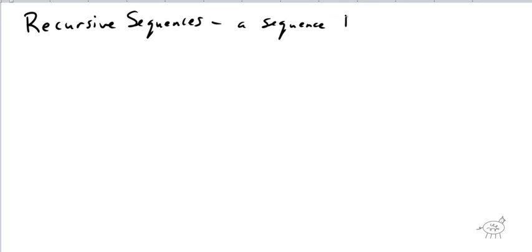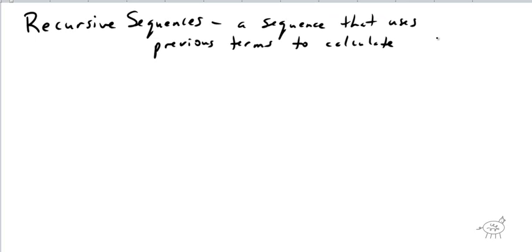Anyway, a recursive sequence is a sequence that uses previous terms to calculate future terms. Okay, so let me just explain here.